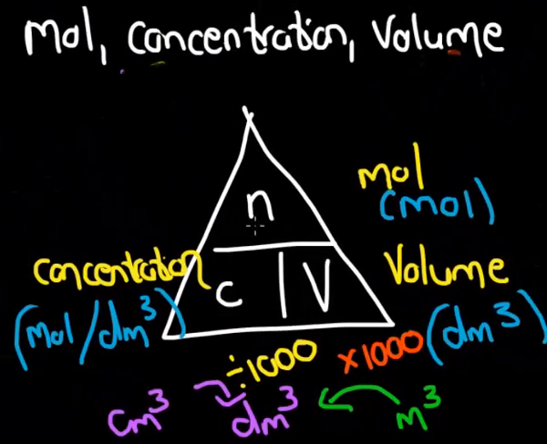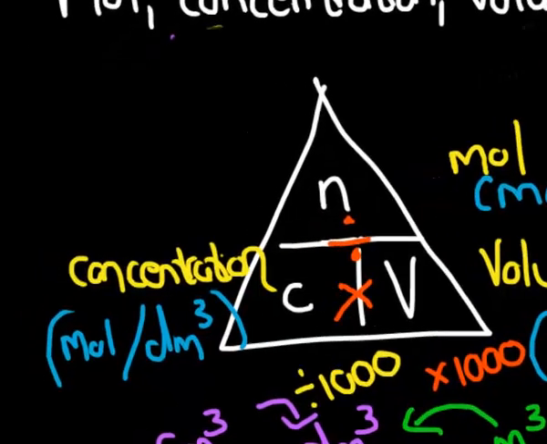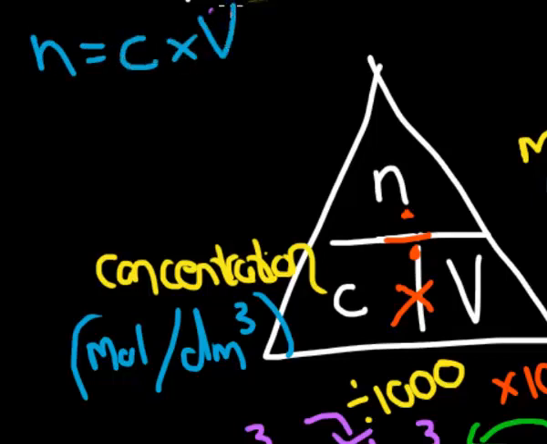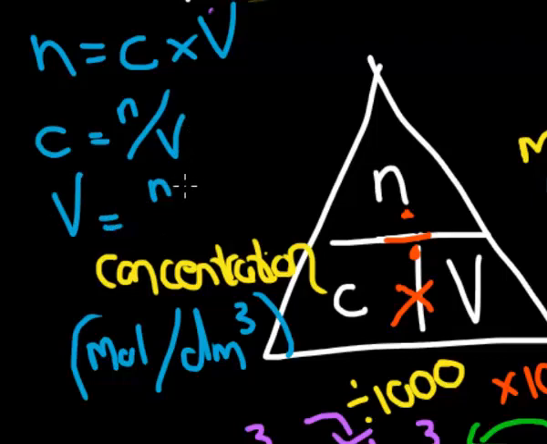Now let's take a look at your formulas again. If we would like to calculate moles, remember that this line at the top means divide by, and the one between the concentration and volume is multiply by. So if I want to calculate moles, it will be concentration times the volume. Note though that moles and concentration are small letters, whereas volume is a capital letter. If I want to calculate the concentration, it will be moles divided by volume. And if I want to calculate volume, it will be moles divided by concentration.